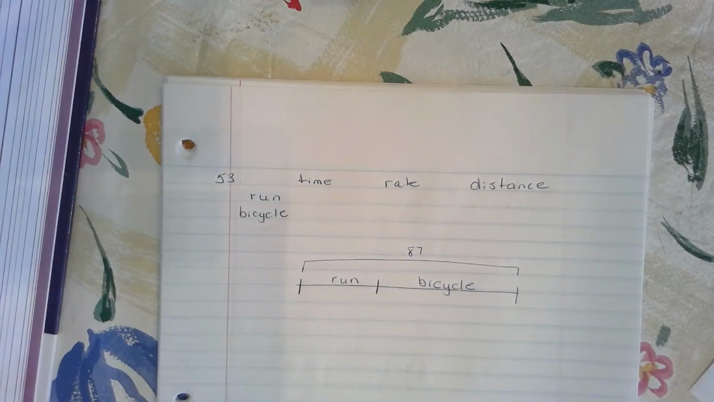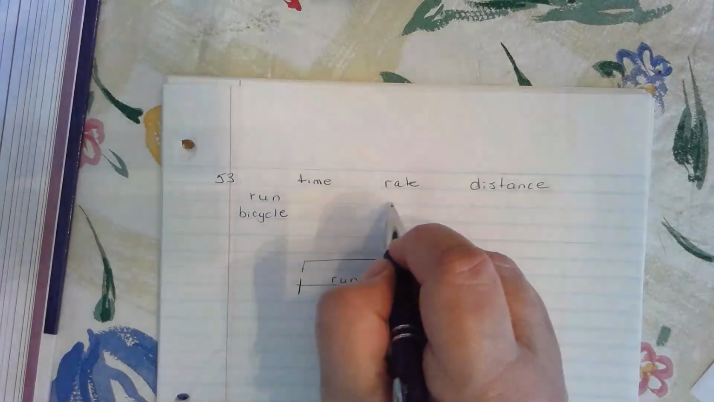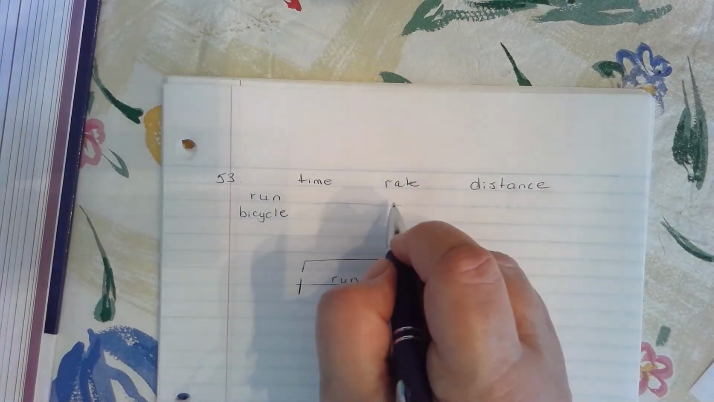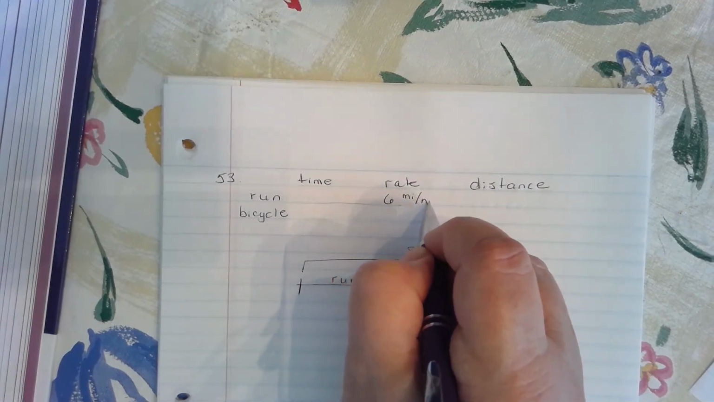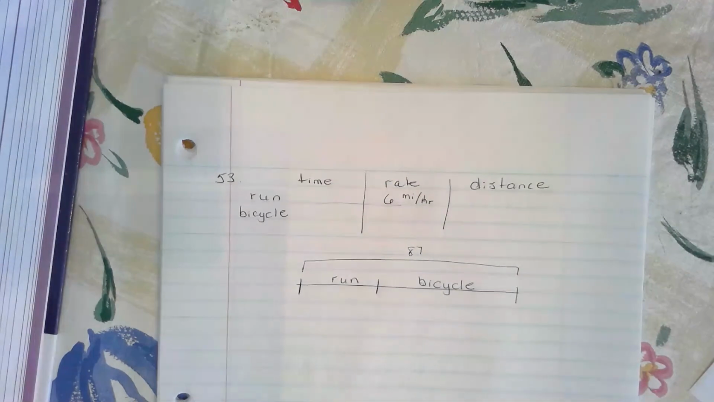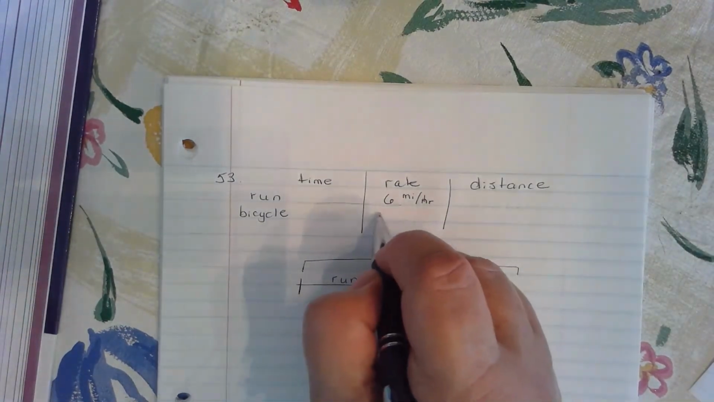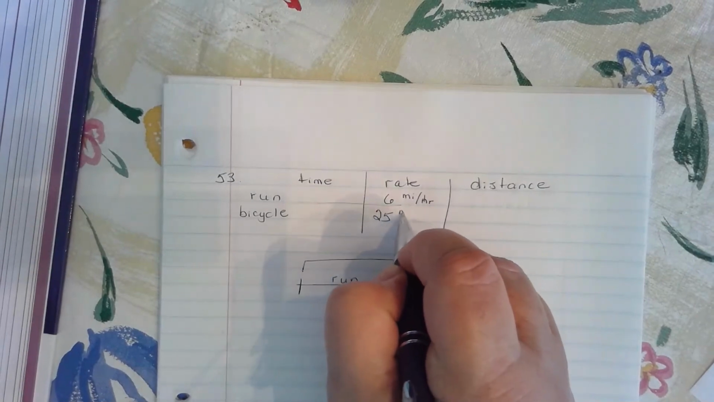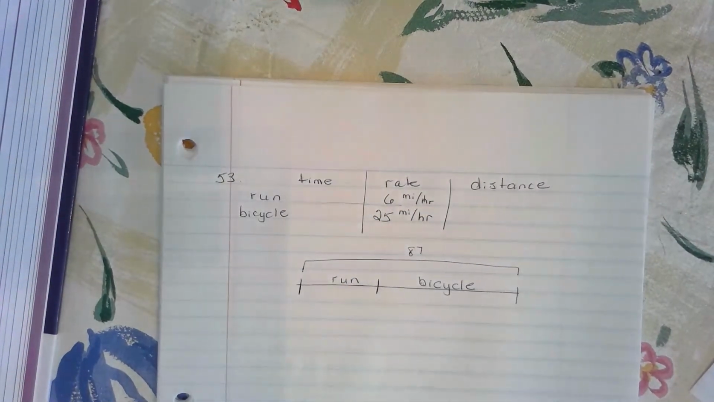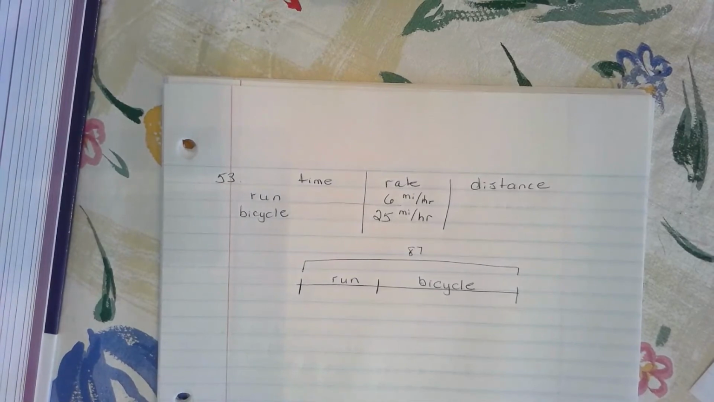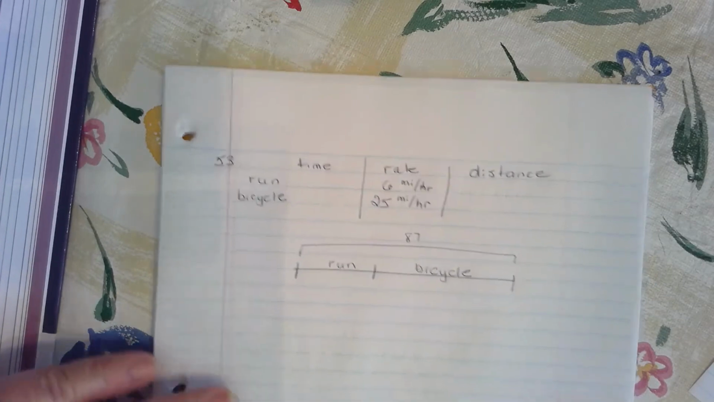It tells me in the problem that I run at 6 miles per hour. So my running rate is 6 miles per hour. It also tells me that I ride the bicycle at 25 miles per hour. Alright, now what do I know about the time? All I know is that the total time is 5 minutes.